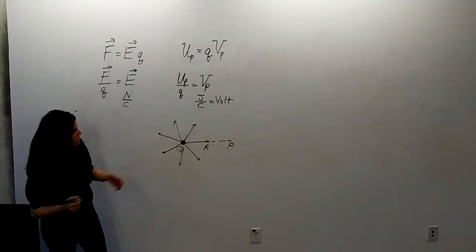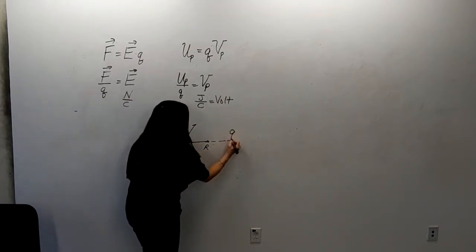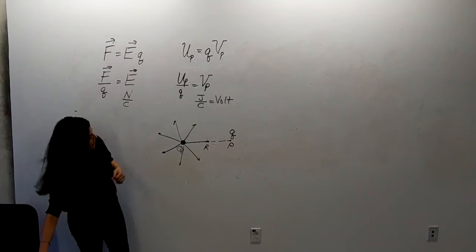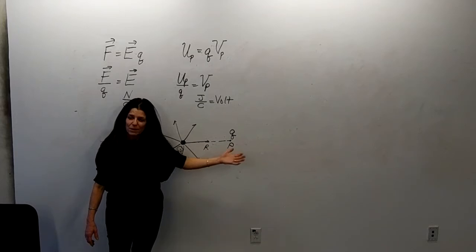I want to know how much potential energy a little charge, small q, would have were I to place it at point P. I put it there, and it has potential energy. I know it has potential energy because it would be hard to get there. I would have to push it in.